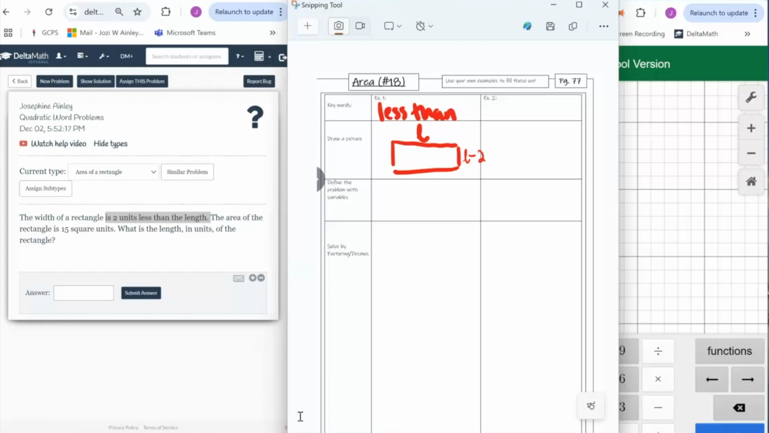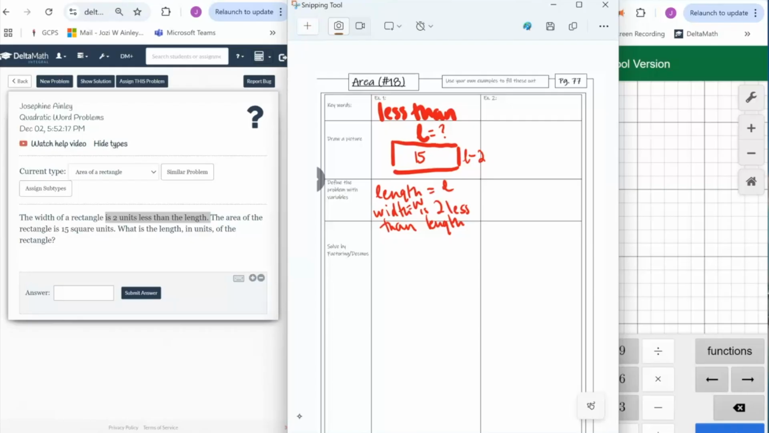The area of the rectangle is 15 square units. So when I multiply length and width, I'm going to get 15 square units. What is the length in units of the rectangle? So they're asking you, what is L? So let's define the problem. So we've got the length. And then we've got the width is 2 less than the length. Okay, so these are the problems. So I've got length is L and obviously width is W. Okay, so I've defined my problems. I kind of did it here before I did it. All right, so what is the length in units for the rectangle?